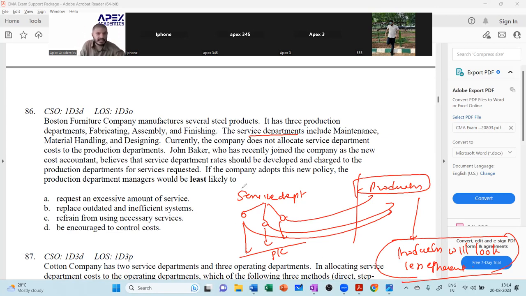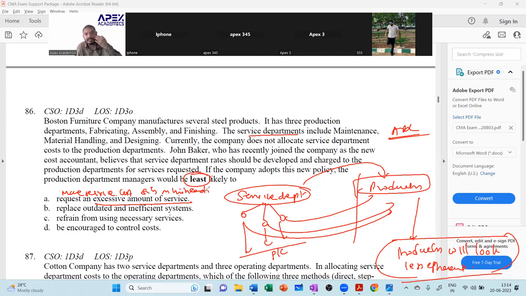Now what are they saying? They are saying they want to make sure that this service department goes over here because they want to do activity-based costing. So, if this happens, what is the production manager least likely to do? Means what will he not do? Request an excessive amount of service. If he requests an excessive amount of service, more service cost will sit on his head. If more service cost sits on his head, then he will look inefficient. So he is obviously not going to do this.